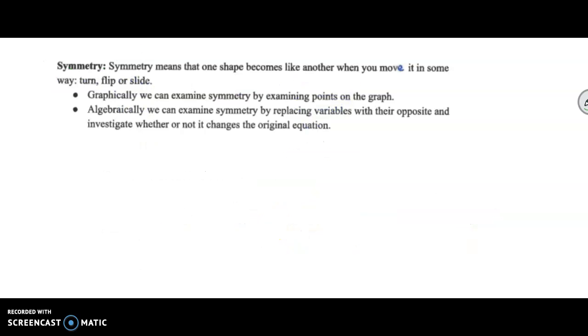Talking about symmetry, if you want to pause it here and read through this, that's fine. Symmetry means graphically we can examine it by looking at the points on the graph. Algebraically we can solve by replacing variables with their opposites. And this you might forget, so we're going to go over some examples here.